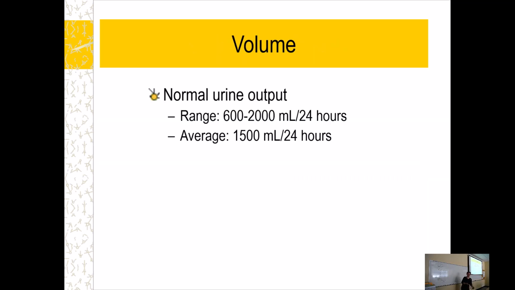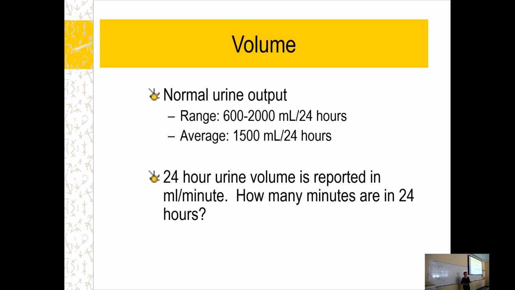So when we're talking about volume, normal urinary output is between 600 and 2,000 milliliters per day, on average 1,500 mils every 24 hours. Like I said yesterday, another day, another 1,500 mils. 24-hour urine volume we report out by milliliters per minute. We have to calculate how many milliliters per minute, because 24-hour urine usually is not going to be exactly 24 hours, right?